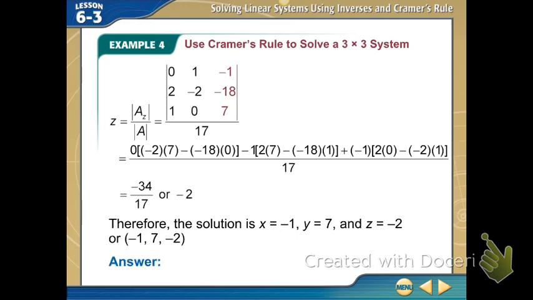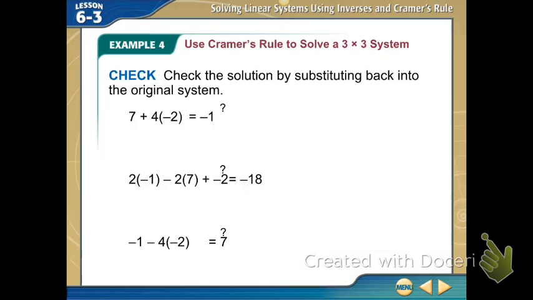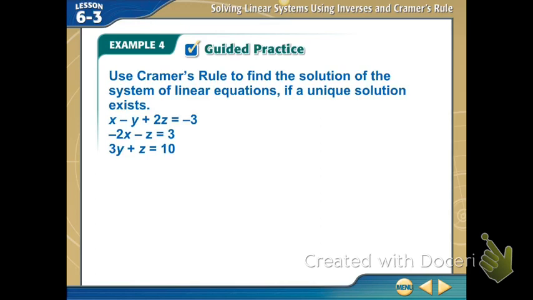So now I'm going to have you guys do a practice problem with a 3x3 matrix. This is the guided practice problem for example 4. And after you solve the guided practice problem for example 4, make sure you plug your solutions for x, y, and z back into the original problem and make sure that it works.